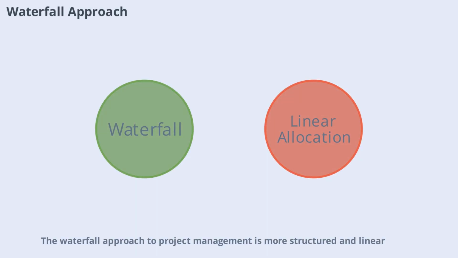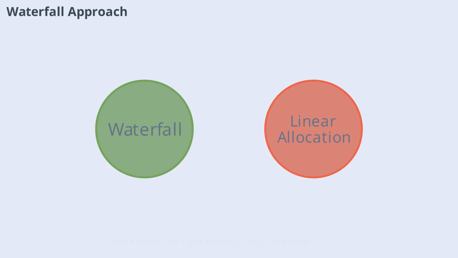Waterfall approach to project management is more structured and linear. Resources are allocated at the beginning of each phase, with little room for change once the plan is set. This method works well for projects with clear requirements and predictable outcomes. However, it can be less flexible if unexpected issues arise. Understanding both agile and waterfall approaches helps you choose the right strategy for your project.